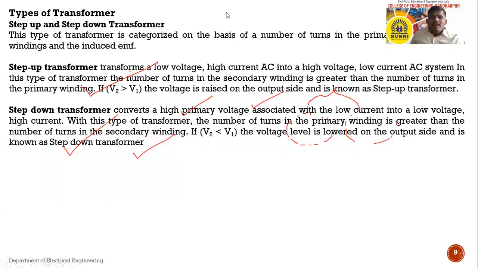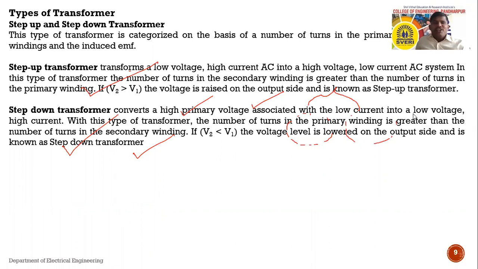Now do you know the step up transformer and step down transformer? These types of transformer are categorized on the basis of the number of turns used in the primary winding and secondary winding. Depending upon that, we call it a step up or a step down. Suppose in case of step up, what is meant by step up? Will the voltage in the secondary increase or decrease? Increases.